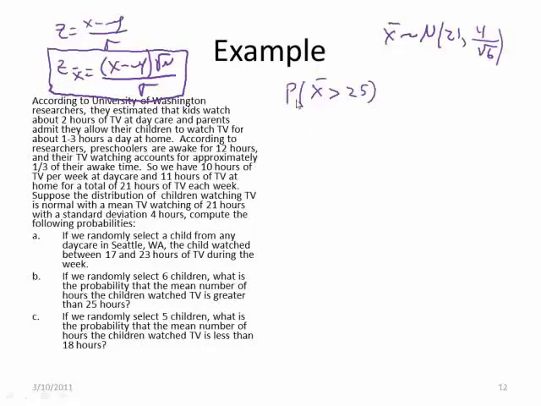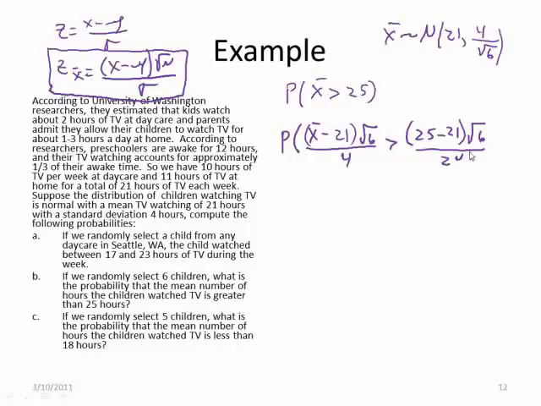So now, since we have our probability statement in terms of x bar, it's the same process. The next step is to standardize. So we go the probability of x bar minus 21 times the square root of 6 divided by 4 is greater than 25 minus 21 times the square root of 6 divided by 4. See, I told you I was having mouth, brain, and hand issues here.